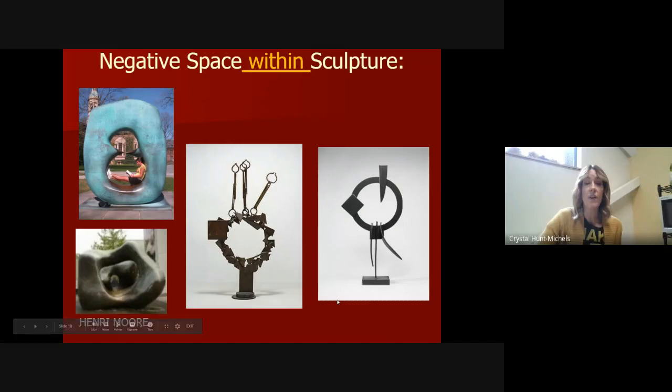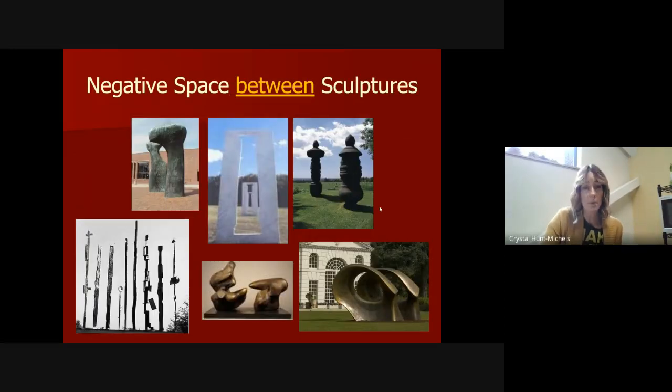So here are just some examples of Henry Moore and David Smith working with negative space that darts through the artwork. Here you can see it's almost like a figure 8. Here it's completely enclosed by positive space. That's what's happening here: the negative space is completely enclosed by the positive space. Here are some examples of negative space that happens in between two sculptures. So the negative space that is existing between these two sculptural forms, or between this one and this one.